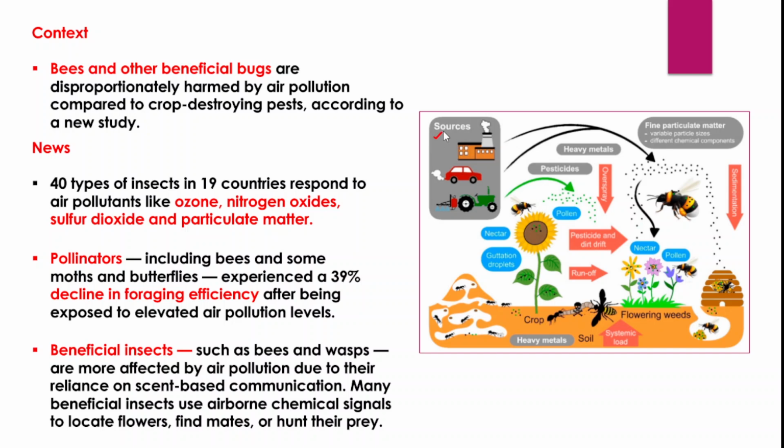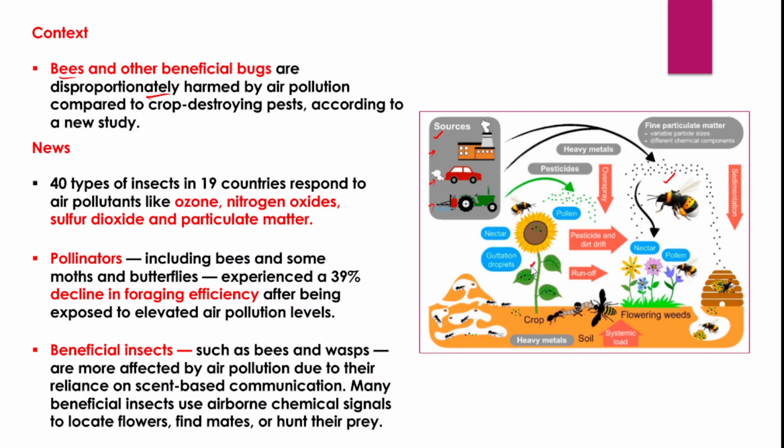Now you can see here the sources of air pollution, right? So agriculture is a source of air pollution. So if you understand this particular context, bees and other beneficial insects are disproportionately harmed by air pollution, right? You know, there are a number of pest species, and these pest species impact or harm crops, right?